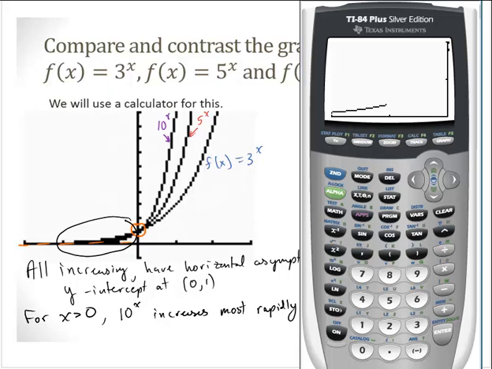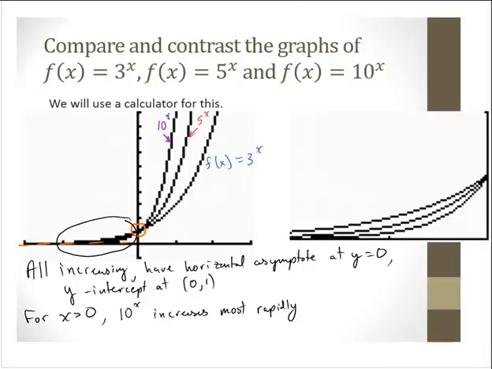Now let's look at that graph. So now let me bring that picture onto the slide. So the first graph that was drawn is the one on top, and the second was the one in the middle. That's the 5 to the x, and the third one was the 10 to the x.